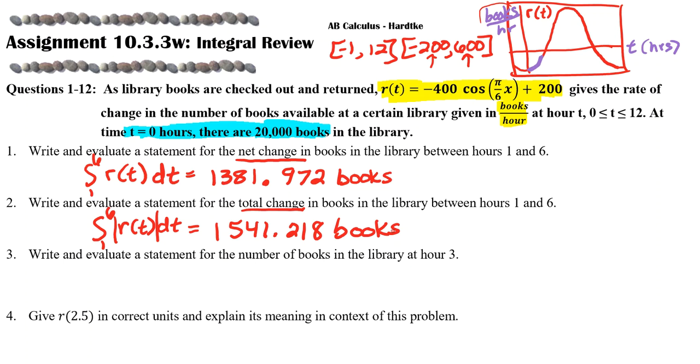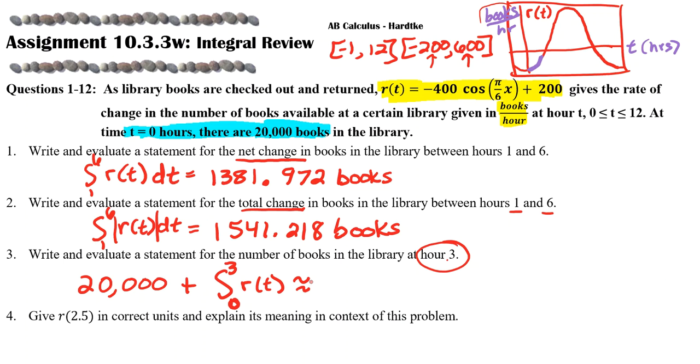Question 3, write and evaluate a statement for the number of books in the library at hour 3. So here is where we need our initial value. We started out with 20,000 books, and then we want to add the net change over 3 hours. So after the third hour, we want to go from 0 to 3, sorry. Up above we were doing 1 through 6. Now we're doing from the start of the day, from 0 to 3.